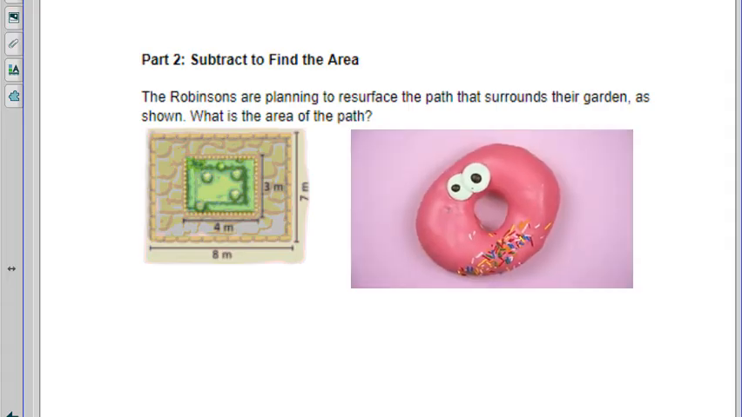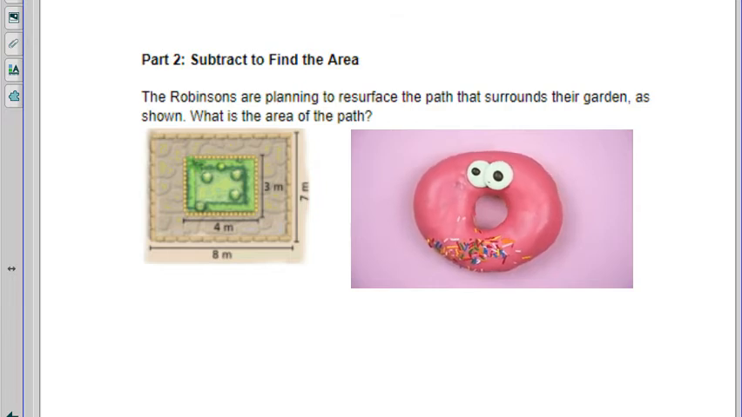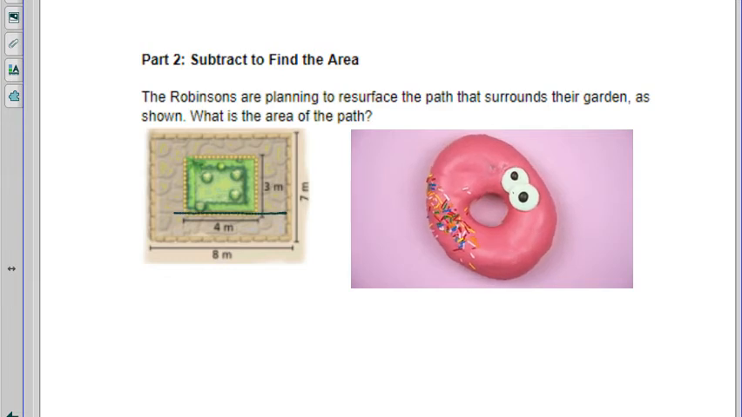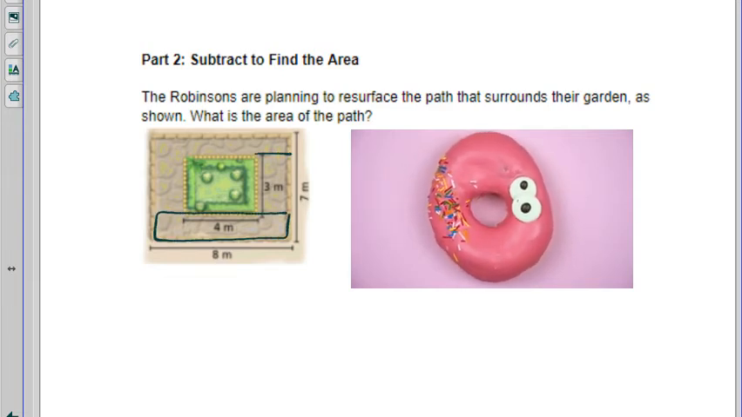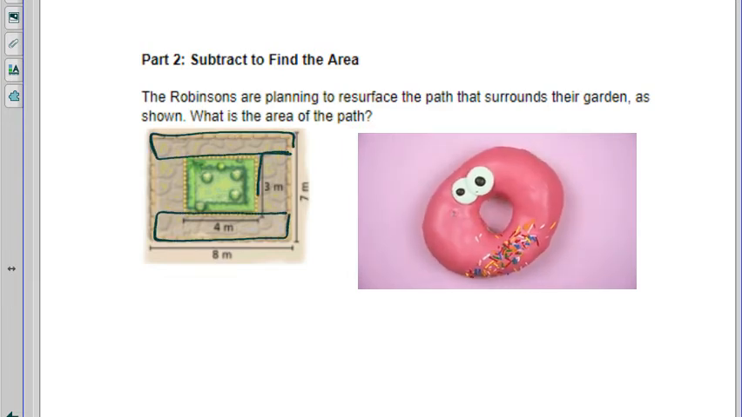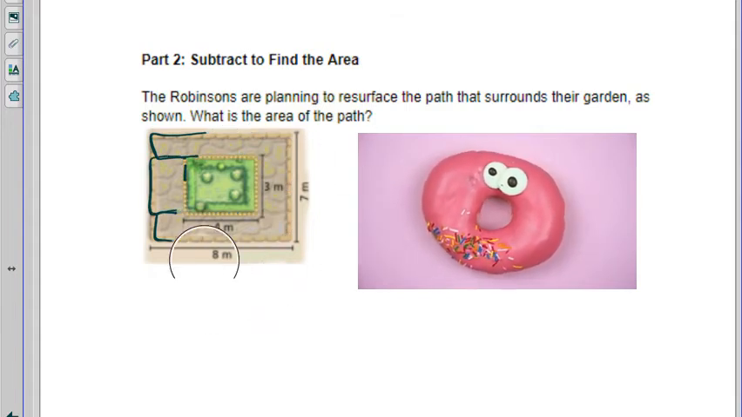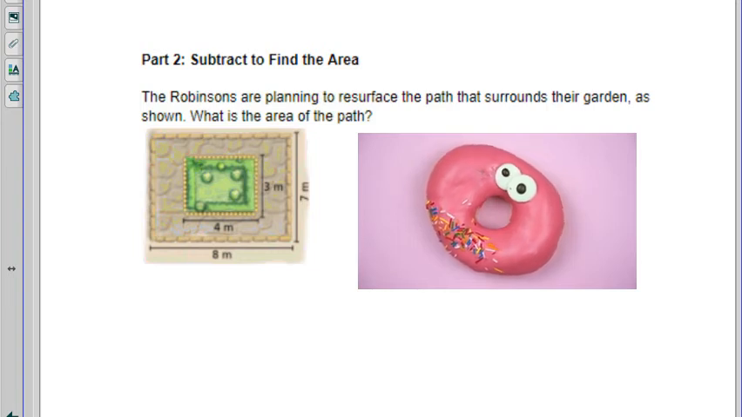Well, here's another kind of problem. I have this green space in the middle, and it's paved all the way around it, and I want to find the area of the path, the paved path. I suppose I could break this up into rectangles and do all that calculating. But there is a slightly easier way. We could subtract the middle. It's kind of like a donut, right?